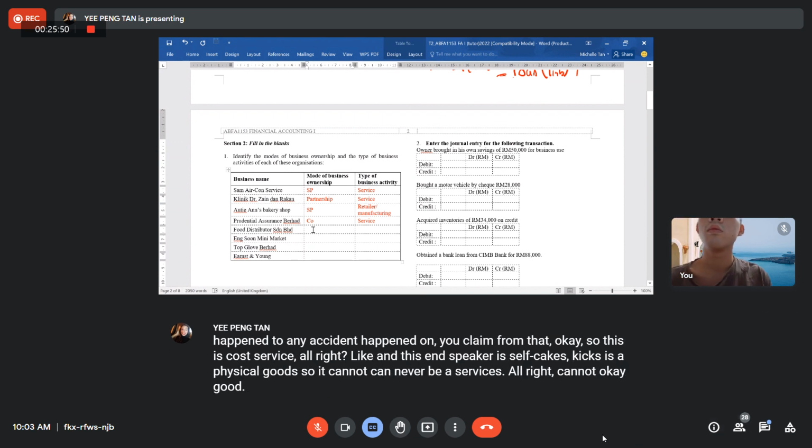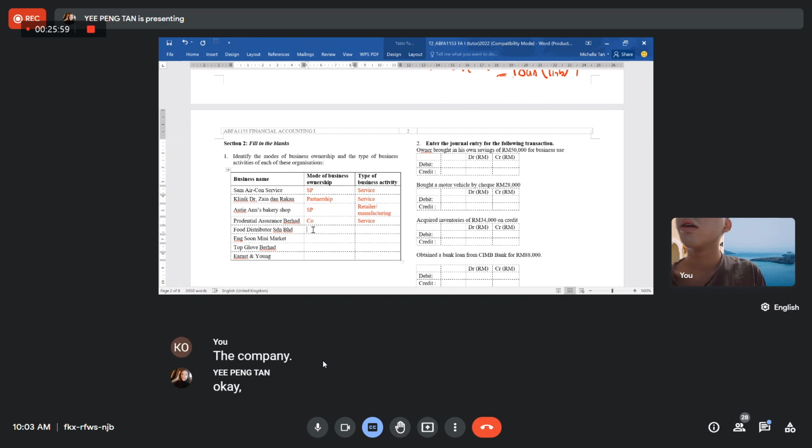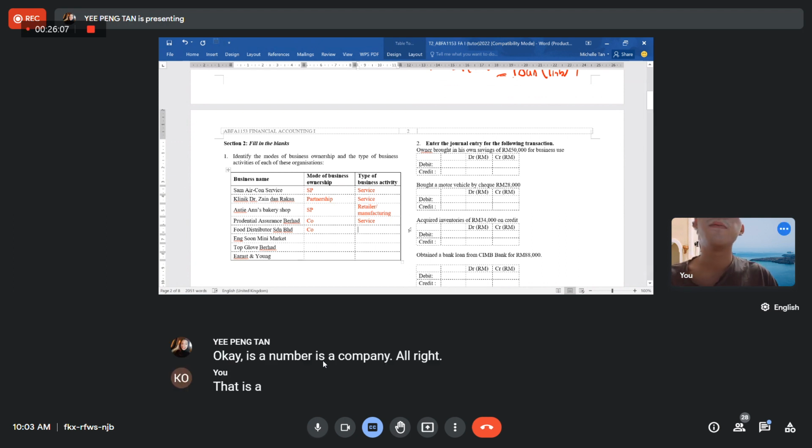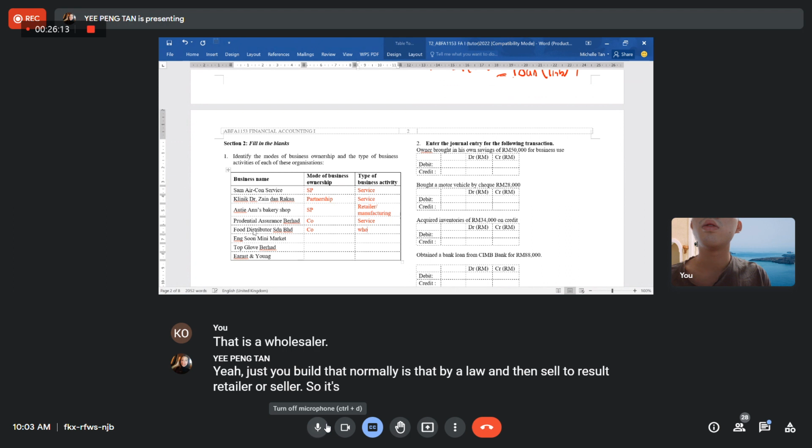Next, food distributor. It's a company. And distributor normally buys a lot and then sells to retailers or resellers. So it's wholesale. Very good.